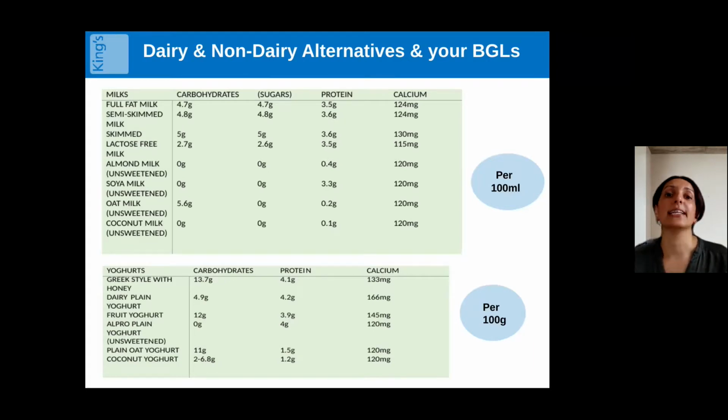Now, this next slide is really to highlight the importance of being aware that any dairy or non-dairy alternate options you might be consuming, particularly in regards to milks and yogurts, they will have natural milk sugars within them. So do be aware that particularly if you're having these products with your main meals, they will also contribute to the carbohydrate content of the meals.